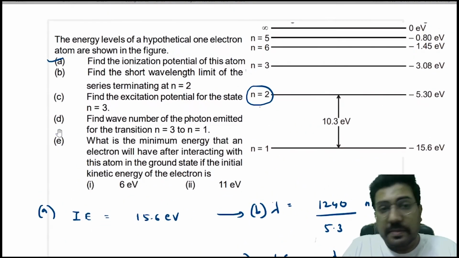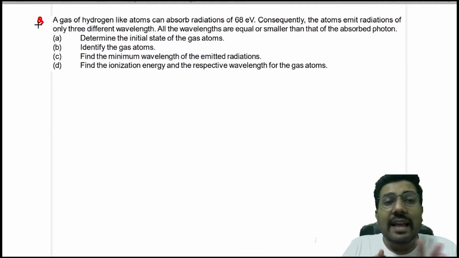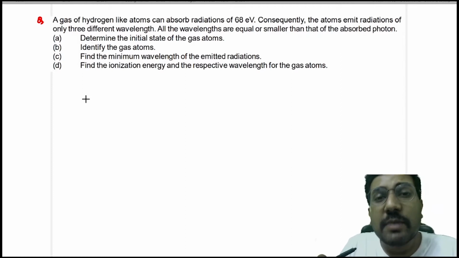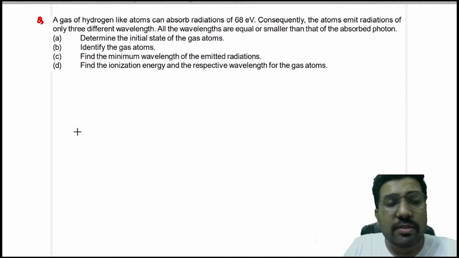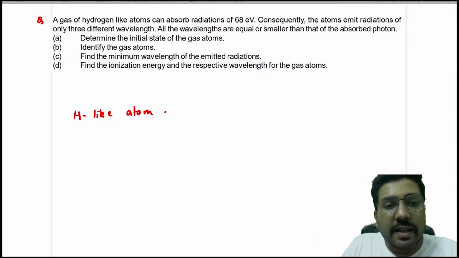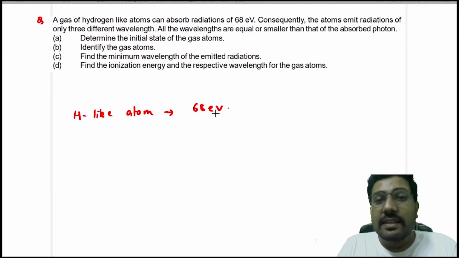Now, in the next question, it is given that a gas of hydrogen-like atom can absorb radiation of 68 electron volt. So this is a very important question. Everybody listen to me very carefully. A gas of hydrogen-like atom. They have said that it is a hydrogen-like atom and it is not the hydrogen atom. And it can absorb radiation of 68 electron volt. So this is the hydrogen-like atom, and it absorbs 68 electron volt energy, but they have not given you the state.